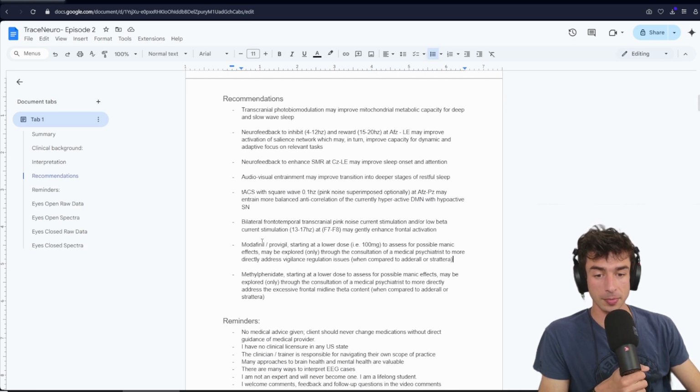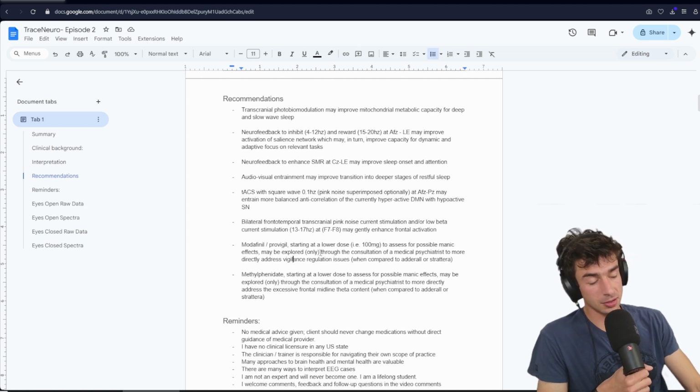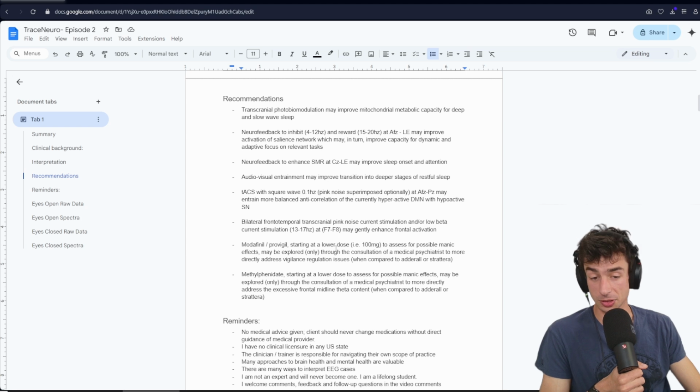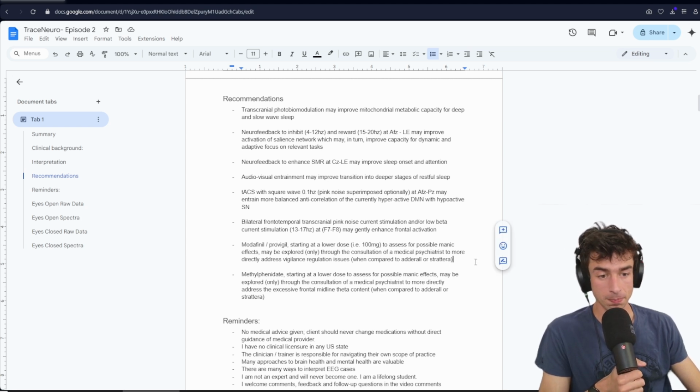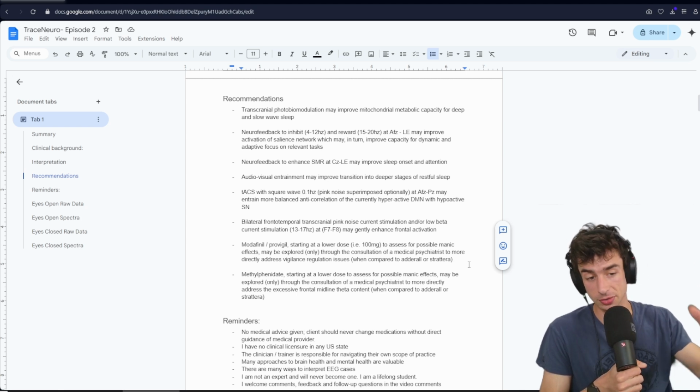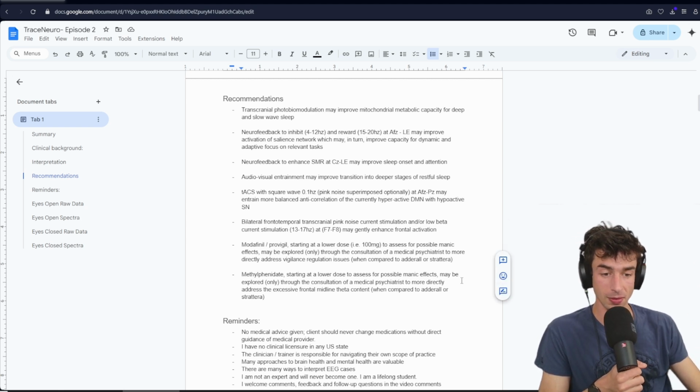But right, if there's difficulty with wakefulness regulation, which it seems like there is, modafinil may be more effective. So that's something for them to talk to their psychiatrist with, right?